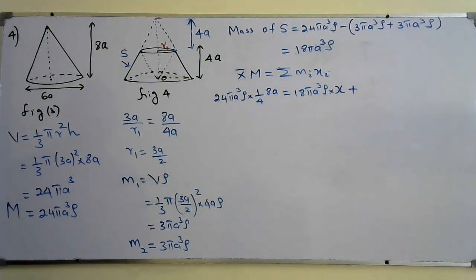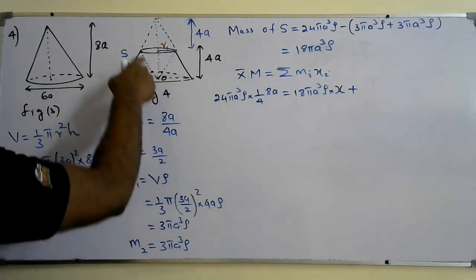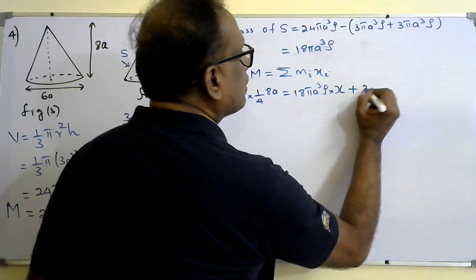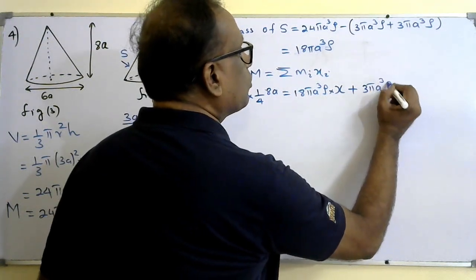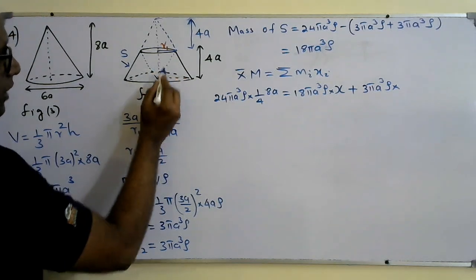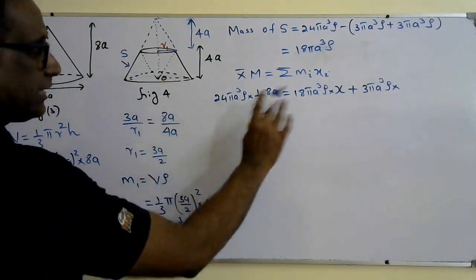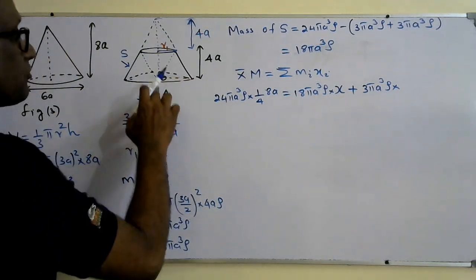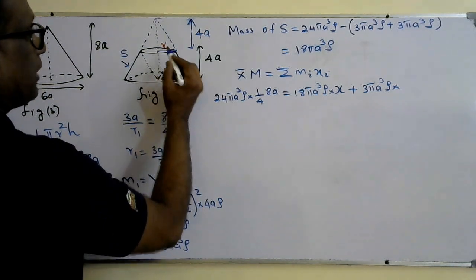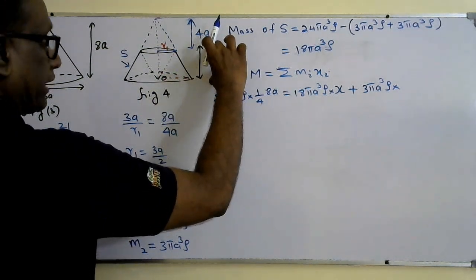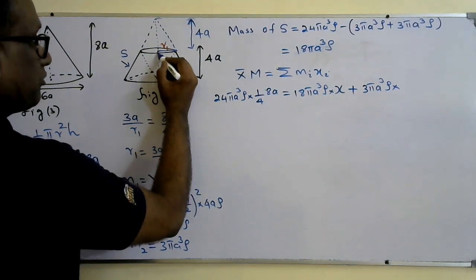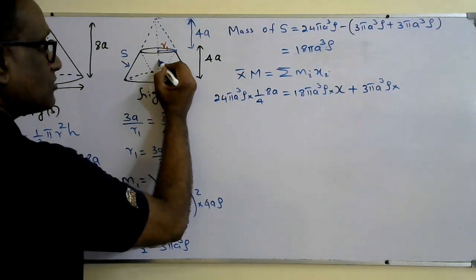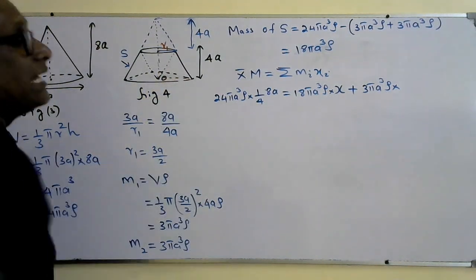Plus, for the cone which is removed from the inner portion, its mass is 3 pi a cube rho, into its center of mass from O, I need, right? Because I'm finding all the solid objects for the distance of the center of mass from the base O. So its center of mass from here, this height is 4a. So center of mass from here is 1/4 of 4a, which means a. From here the center of mass will be at a, which means from the base it will be 3a.